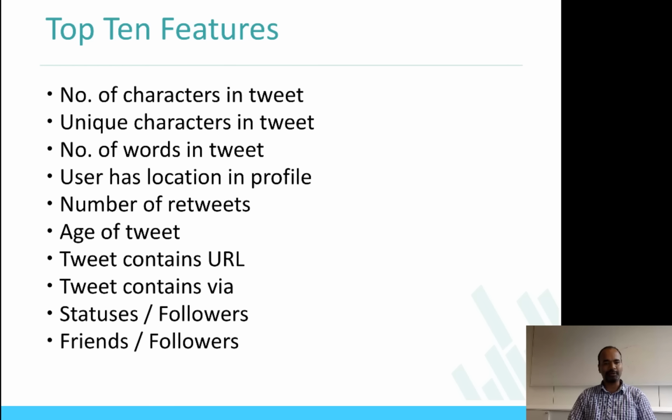Of course, the common question is, what are the top 10 features that actually make the decision, or which influence identifying whether a post is credible or not more effectively? It's the number of characters in the tweet, unique characters in the tweet, number of words in the tweet, user has location in the profile, number of retweets, age of tweet, tweet contains URL, tweet contains via, which is through how the post was done, statuses, followers, friends, and followers. Those are the top 10 features from Twitter, which can actually be used to make a judgment on whether a post is legitimate or not.